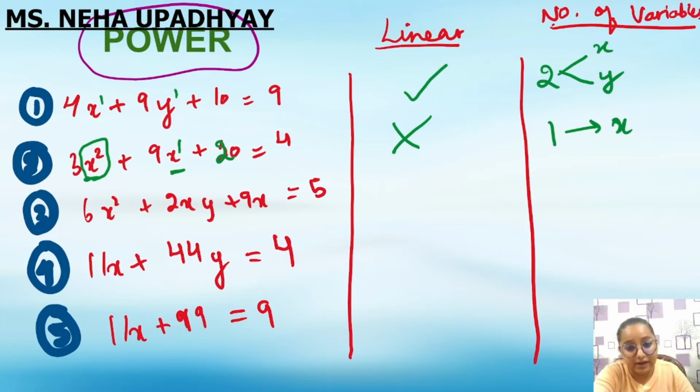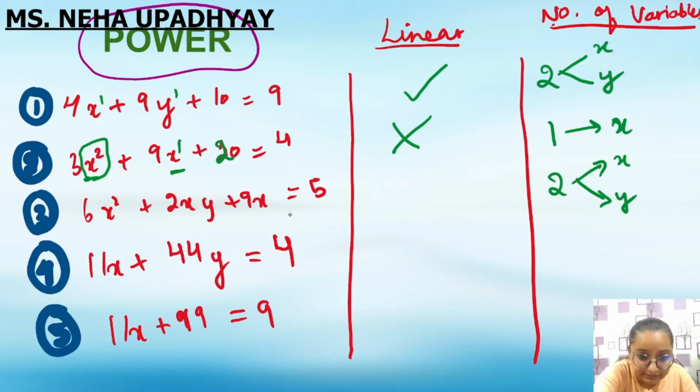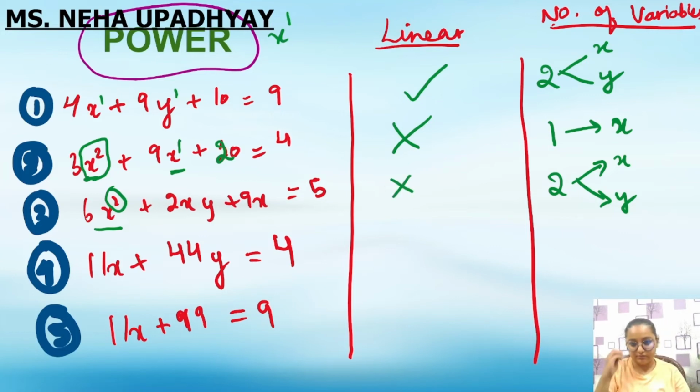6x square plus 2xy plus 9x is equal to 5. So is it a linear equation? First tell me the number of variables. We have two variables. Very good. One is x and the other is y. Now tell me, is this equation a linear equation? Yes, ma'am. No, no, no, ma'am. This is not linear. Why? Because we have the power of x as 2, and when we have x power as 1, we say it is a linear equation. So this is not a linear equation.